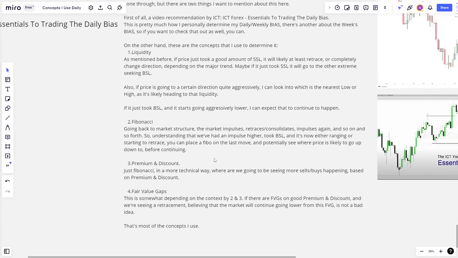Now, two, Fibonacci. Going back to market structure, the market impulses, retraces, consolidates, impulses again, and so on and so forth. Understanding that we've had an impulse higher that took buy-side liquidity, and it's now either ranging or starting to retrace, you can place a Fibonacci on the last impulse higher in this case, and potentially see where price is likely to go up or down to before actually continuing with the already set trend by this point.